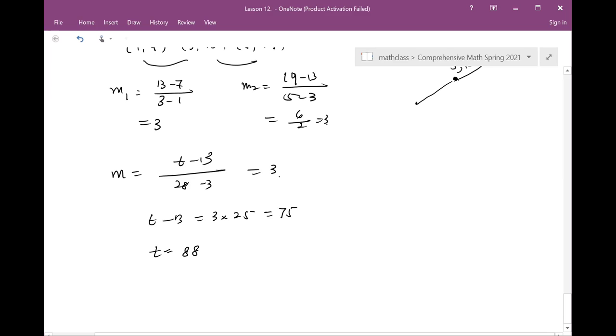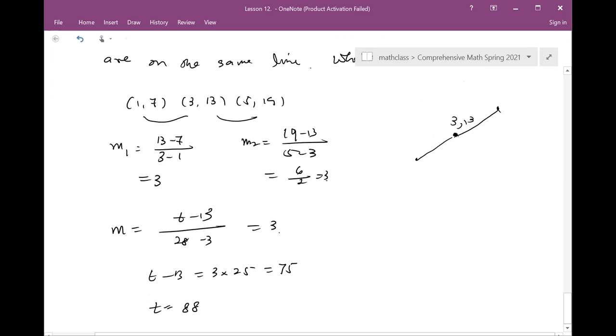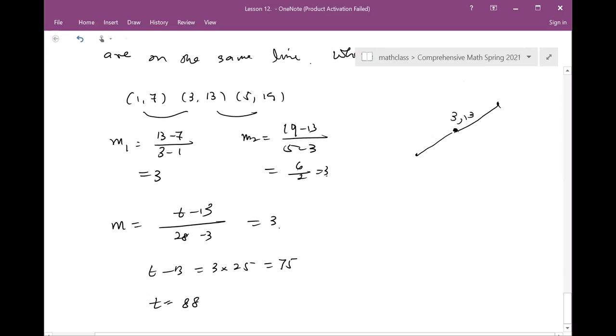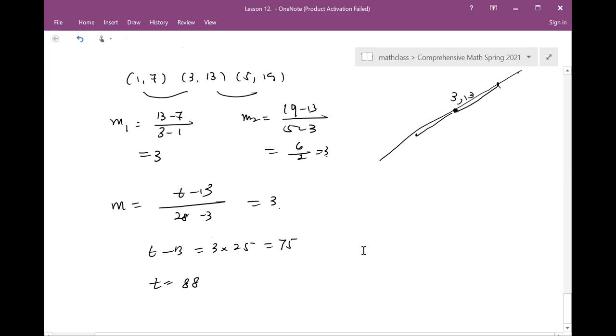Now, another way to solve the problem is you don't use the slope, you just find the equation of the straight line. Right? You find the equation of the straight line, and then you can get the answer, okay? So use the point-slope form, right? So y minus 13 equals 3 times x minus 3, right? Use the middle point. And you know the slope is 3.